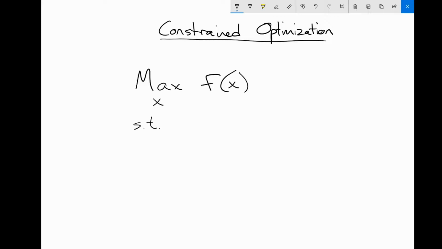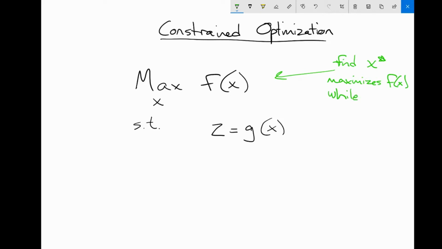And this is going to be the constraint. It's subject to the constraint that this value of x must satisfy some other condition that we'll say z equals g of x. That we're going to choose the value of x that maximizes f of x subject to some constraint z equals g of x. All right, so we're going to find x star. And x star maximizes f of x while also satisfying this additional condition, while also satisfying that z equals g of x, some other function of x. Okay, so this is constrained optimization. We're adding a constraint. Okay, this is our constraint.